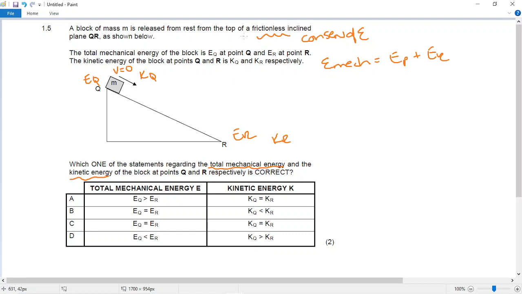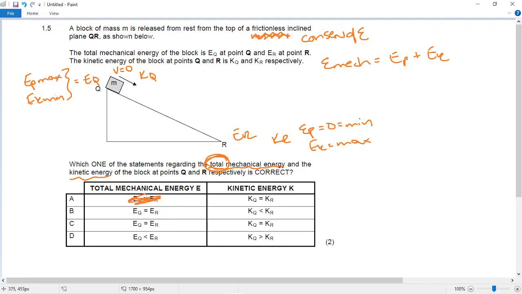What does the law of conservation of mechanical energy state? That the total mechanical energy in an isolated system will remain constant. So the short story is at the top of the block here, my potential energy is max and my kinetic energy is min, adding up to my EQ. And on the ground here, my EP is nothing or minimum, and my EK is maximum. The energy is being transferred from potential to kinetic. But the sum of these two mechanical energies will be the same.